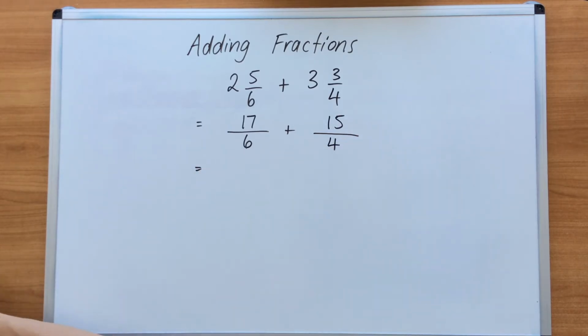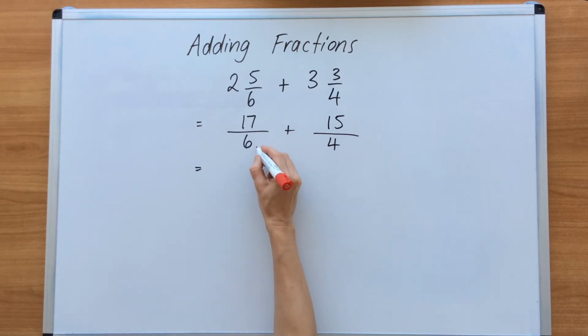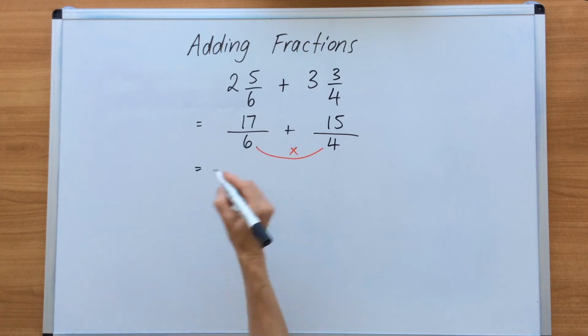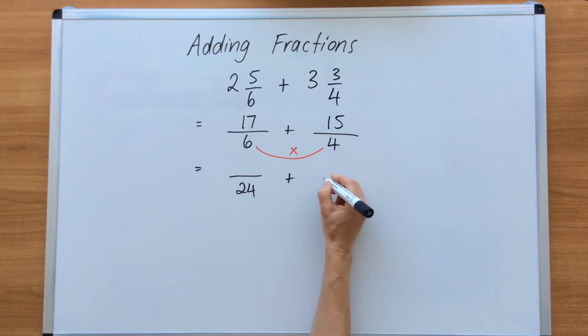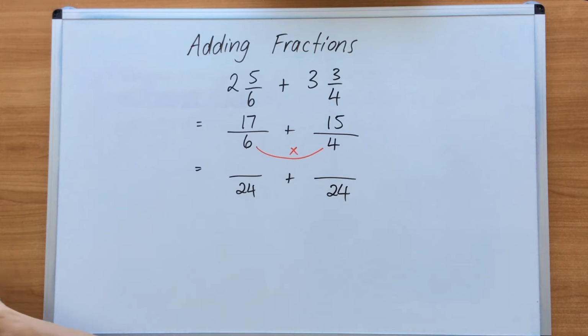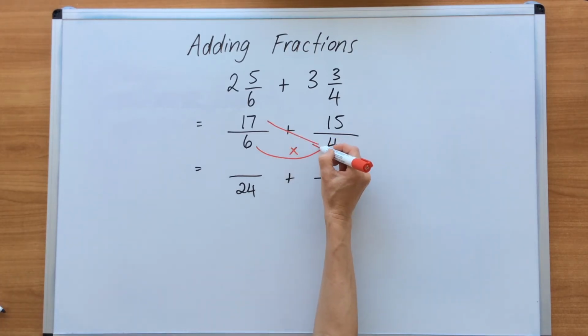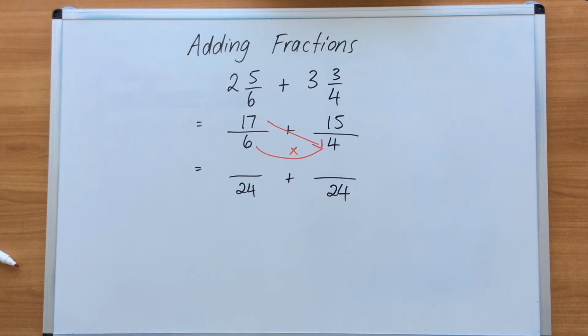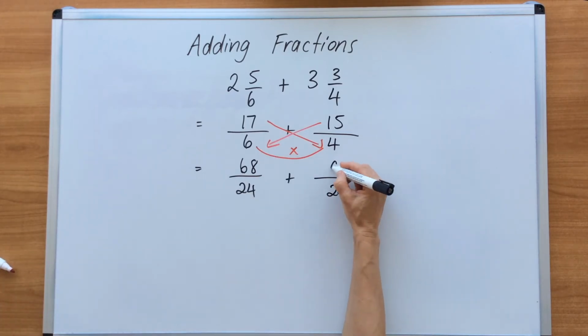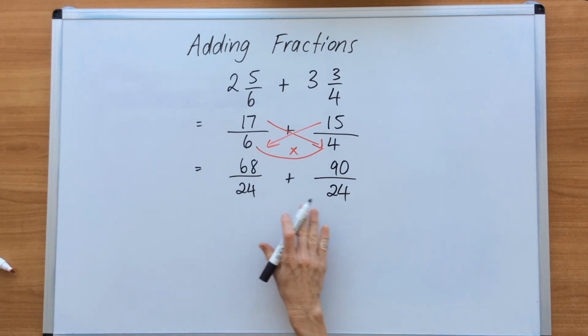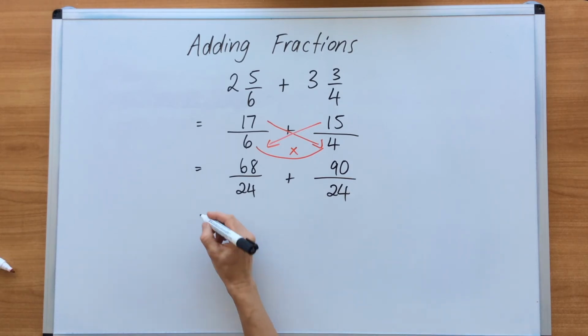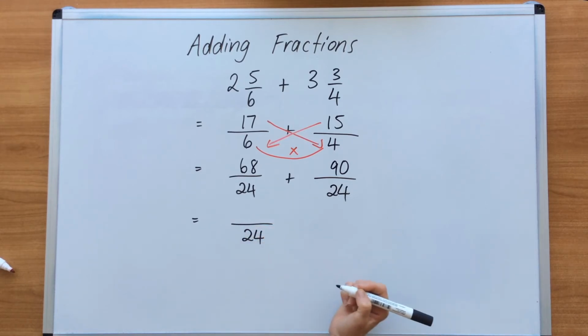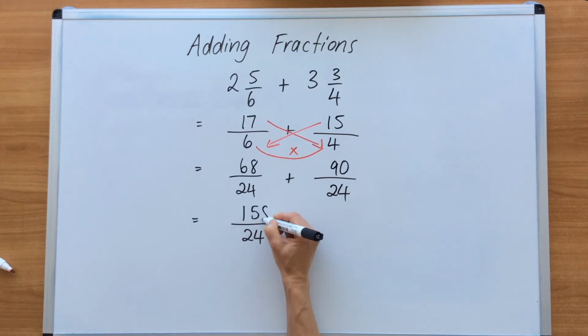So now we're going to try and achieve the same denominator, and doing that we must multiply 6 times 4, and we get 24. Okay, so now we must cross multiply the numerators starting from the left and going right, and 17 times 4 gives us 68. I do the same thing to the other side, and I go 15 times 6 is 90. So now I have two fractions with the same denominators that I can actually add now. So I drop the denominator down of 24, and I add 68 and 90, and that gives me 158.